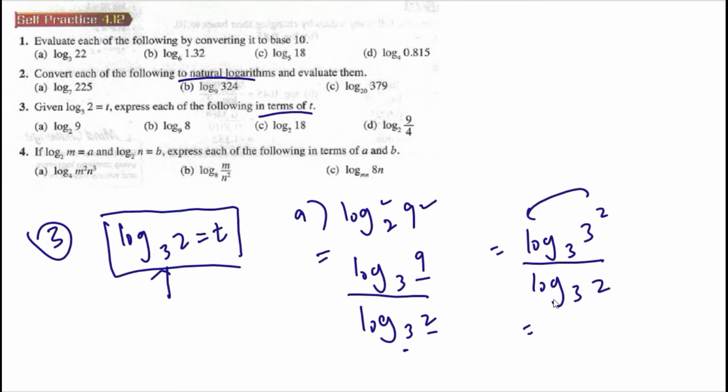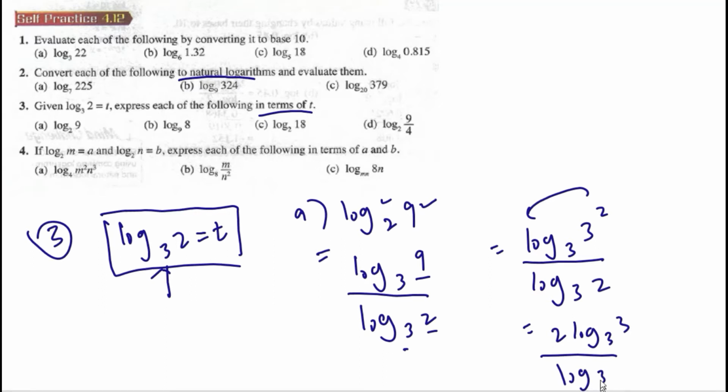Now we can bring the 2 forward. We have 2 log 3 3 over log 3 2. Log 3 3 is equal to 1, and log 3 2 is equal to t. Now we have 2 over t.